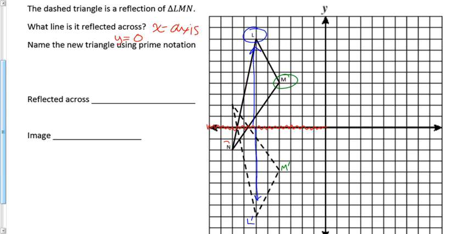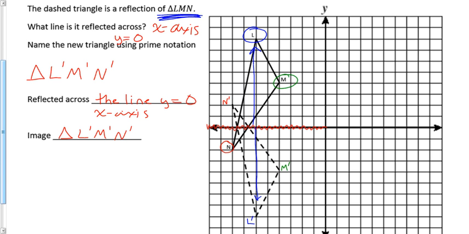And then I have N. My new N is right here, and again, I put a prime after it. So the new triangle is called triangle L prime M prime N prime. Not very original. It's reflected across the line y equals 0, or the x-axis, and the new triangle name is L prime M prime N prime. The letters need to match up. I knew what order to put them in because the original triangle I was given up at the top was triangle LMN.